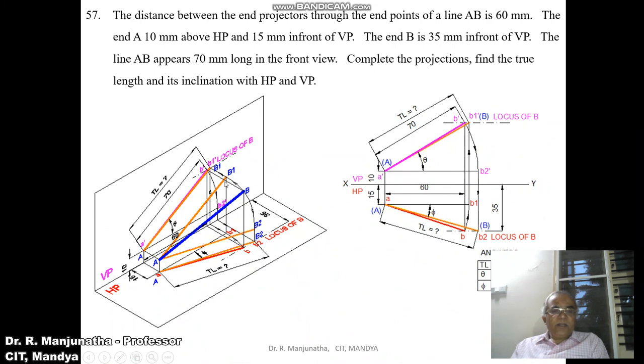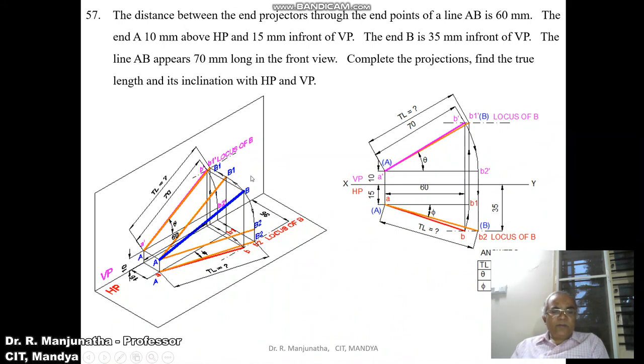That means when you look from the front view, that image is going to be rotated in the vertical plane. With A dash as center, by taking the radius of A dash B dash, you rotate it and make it parallel to HP. So both A dash and B2 dash will be above HP by 10 mm. So now the line is parallel to HP.